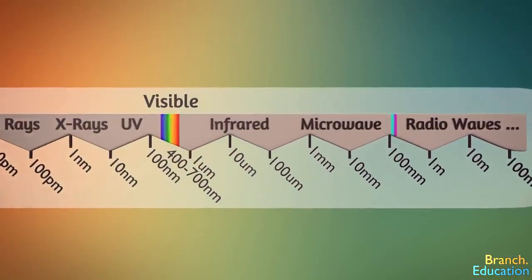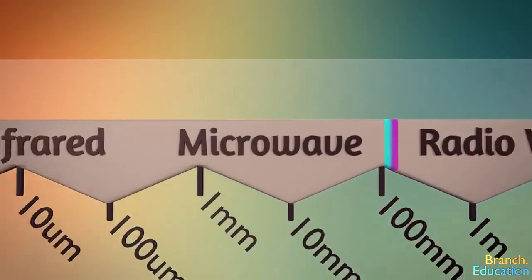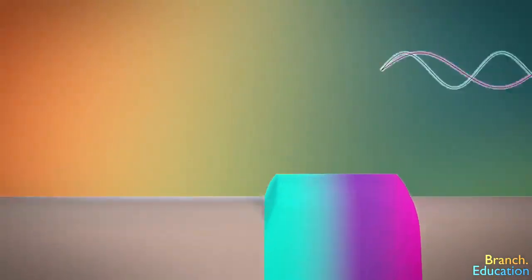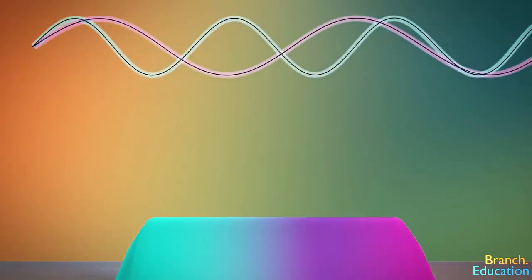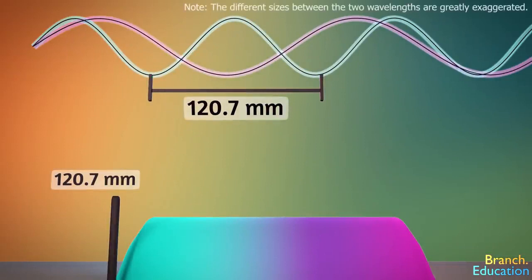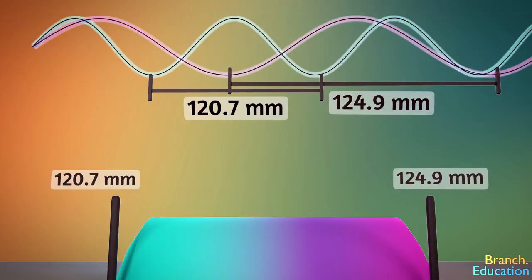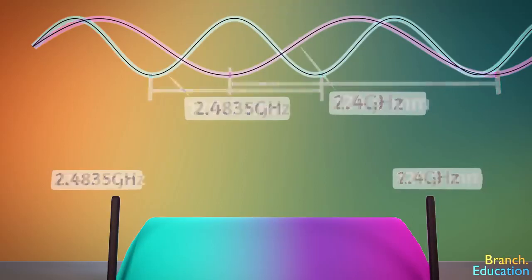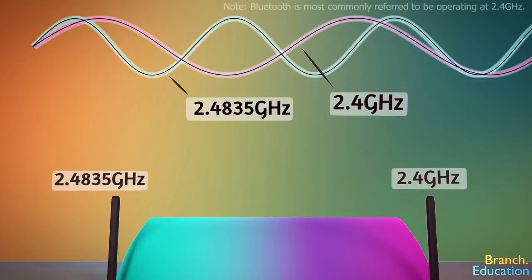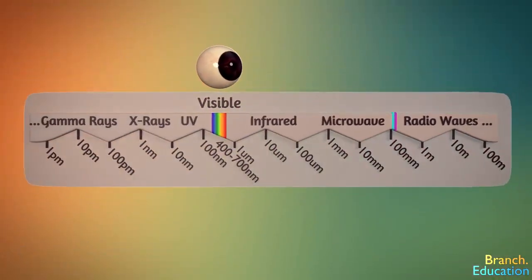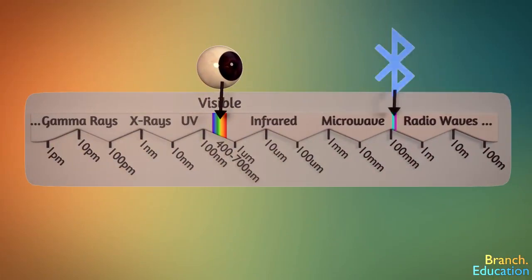As mentioned, Bluetooth operates at around 123 millimeters of wavelength. But specifically, it operates between 120.7 millimeters and 124.9 millimeters of wavelength in the electromagnetic spectrum. Note that these frequencies are more commonly referred to as having a 2.4 to 2.4835 GHz frequency bandwidth, or range. Just as our eyes see within a range on the electromagnetic spectrum, Bluetooth antennas see or perceive within their own range of frequencies.